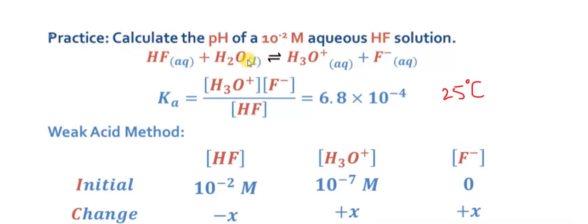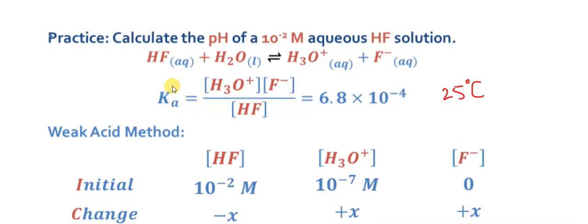HF, when dissociated in water, we know that HF is the acid which donates a proton to the water. It means water acts as a base. It accepts the proton from the HF to form the hydronium ion, and after forming the hydronium ion, the fluoride ion is formed, that is the conjugate base of the HF.